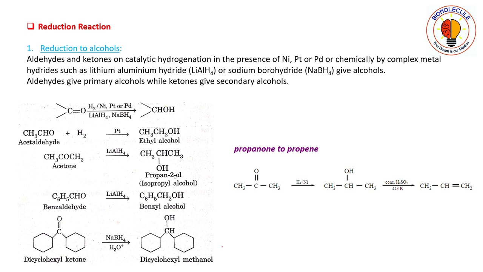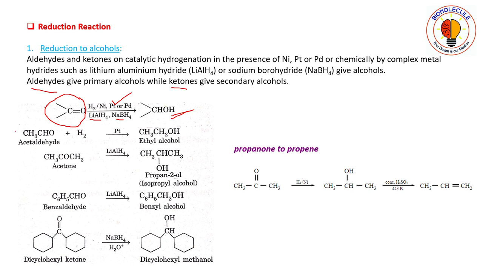So here you can see that this is the carbonyl compound. It can be aldehyde or ketone. So the first procedure is the catalytic hydrogenation, that is hydrogen in presence of finely divided metals, that is nickel, platinum or palladium. Okay, you will get this alcohol. This may be primary alcohol for aldehydes and secondary alcohol for ketones, or you can use complex metal hydrides such as lithium aluminum hydride or sodium borohydride to get the same results.